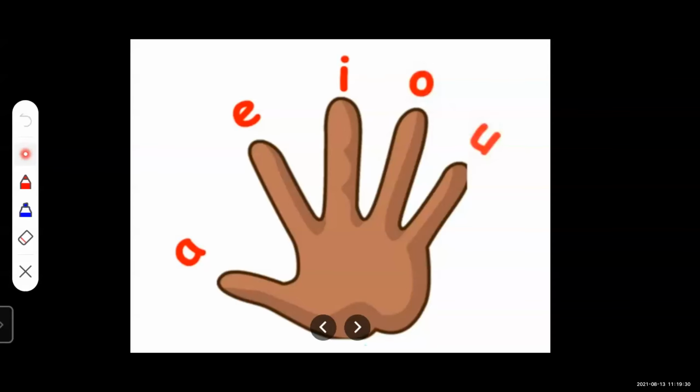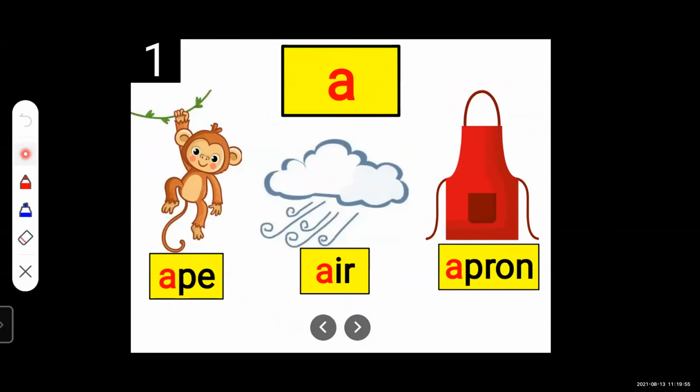So, it is very important. We know about it. Again, I'm going to repeat. A, E, I, O, U. There are five vowels. They help to form a word. Let's see. Every vowel has two sounds.